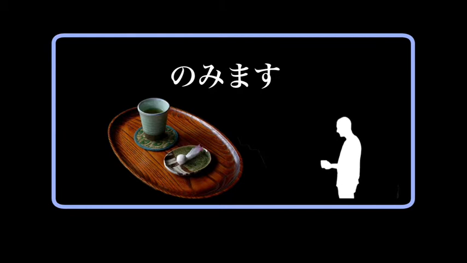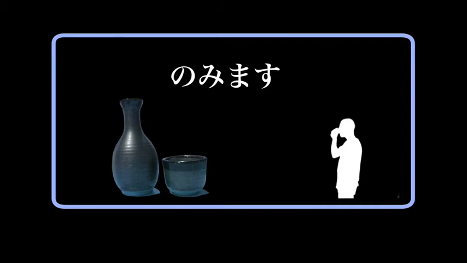Something else Japanese people like to drink, especially when they're relaxing or at a party, is sake. Sake is Japanese rice wine. Sake o nomimasu. I drink Japanese rice wine.